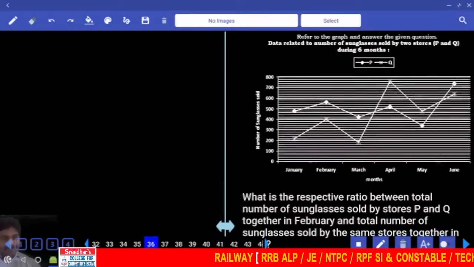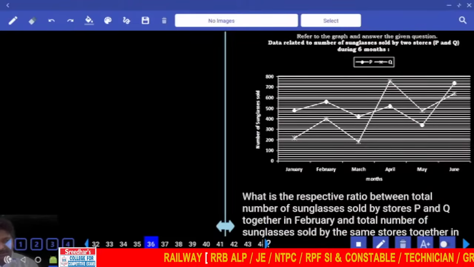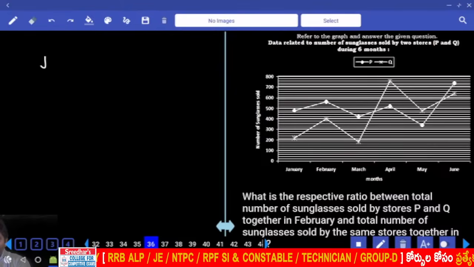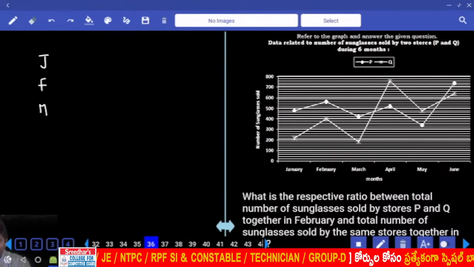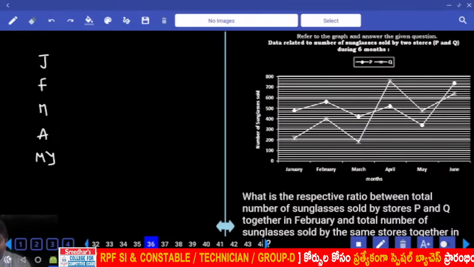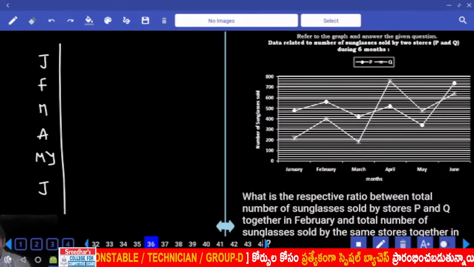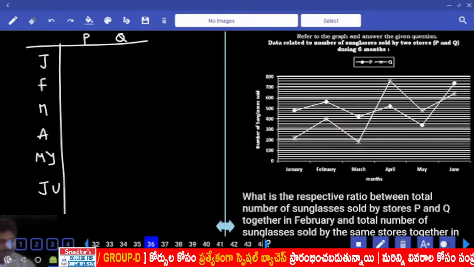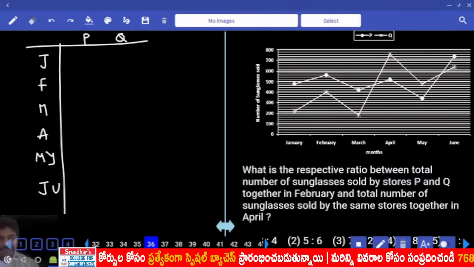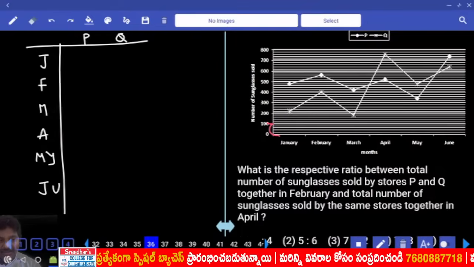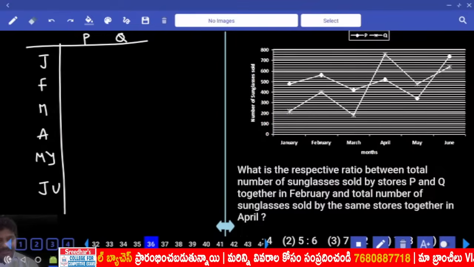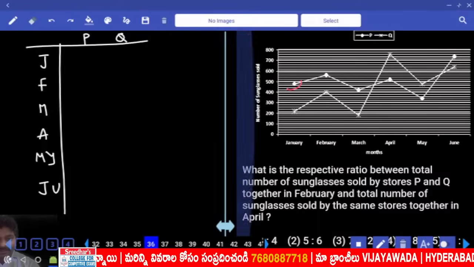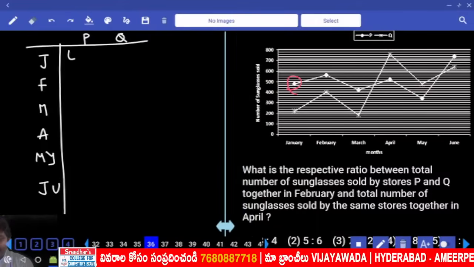Right, next. Data related to number of sunglasses sold by 2 states during 6 months. January, February, March, April, May and June. And we have P and Q. Right, P is diamond in shape. 0, 100, 200, 300. 100 gap and 5 lines are there. So each line is going to be 20. Come on. Diamond. First number 480.